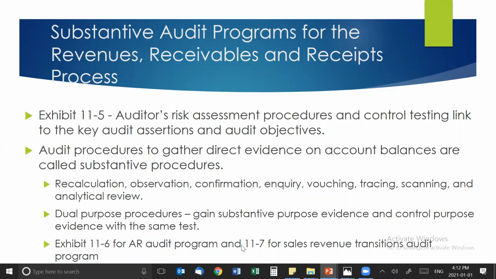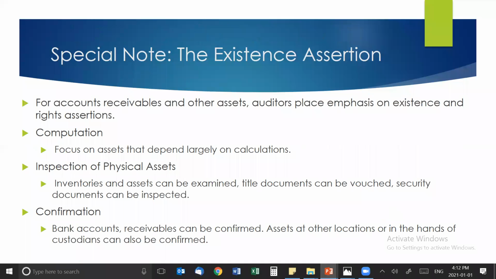Exhibit 11.6 and 11.7 have a similar audit program for the AR balances, so the AR account, and then 11.7 for the sales revenue transactions. Okay, so just a special note about the existence assertion. For accounts receivables and other assets, we want to make sure that they actually exist. So more than completeness, completeness isn't as much of a risk as existence is for the revenues and accounts receivable.